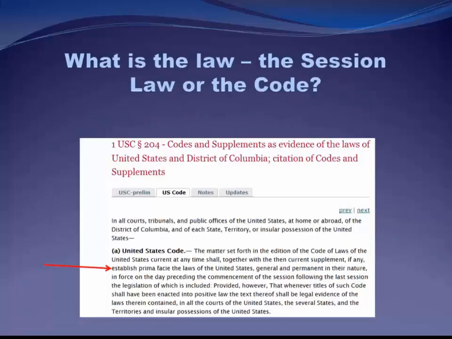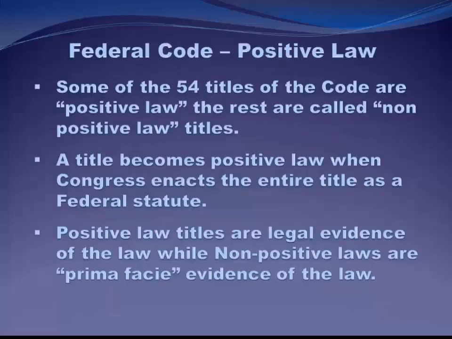So, what's the law? Is it the session law or is it the code? And as I said, the code only establishes prima facie evidence of the laws of the United States, except for those titles that have been enacted into positive law. The text of positive law titles is legal evidence of the law. So here it is in the United States Code where it's saying all of that. And then what does this mean, this positive law, when Congress enacts an entire title into law? As I mentioned, if there's a conflict between the text of a non-positive law title of the U.S. Code and the text in the Statutes at Large, the Statutes at Large is going to prevail.